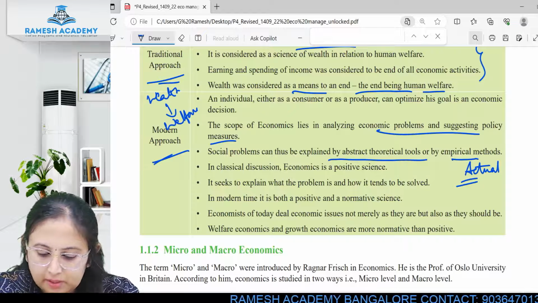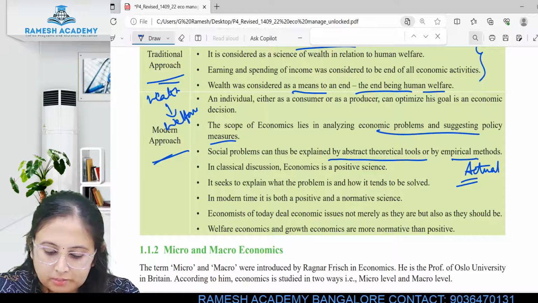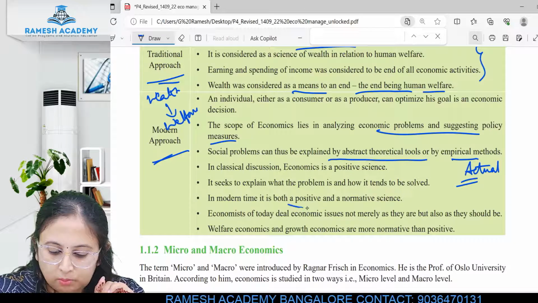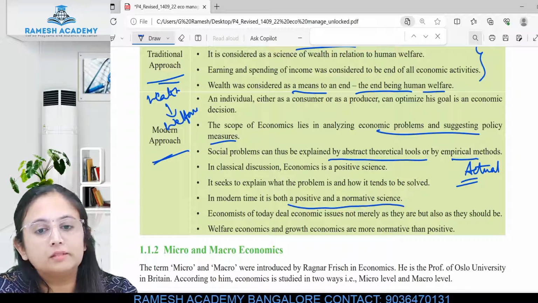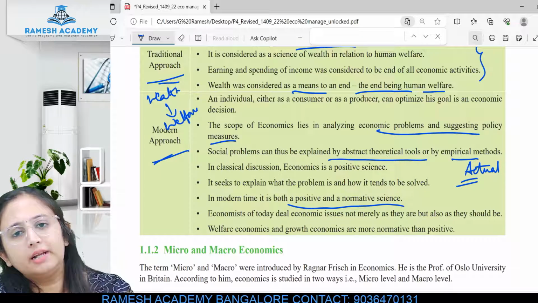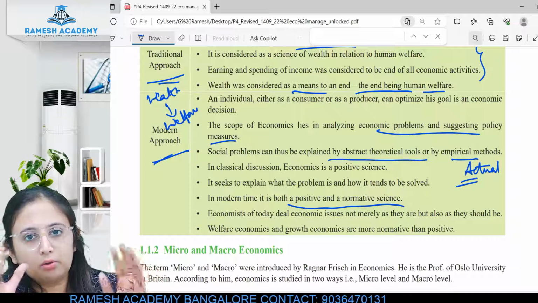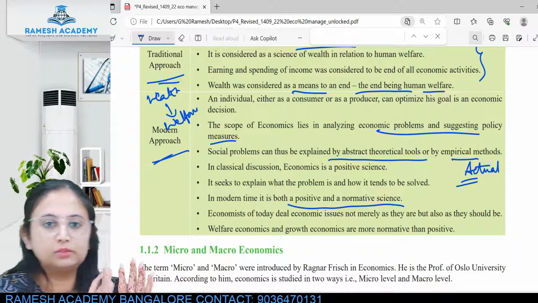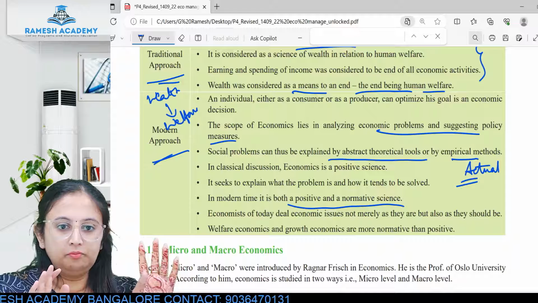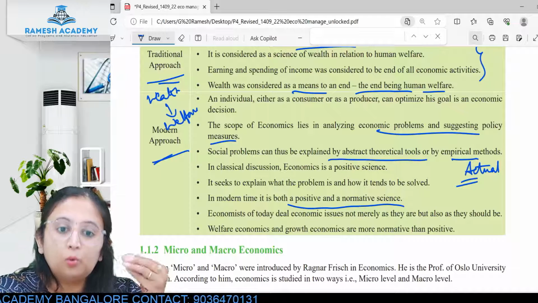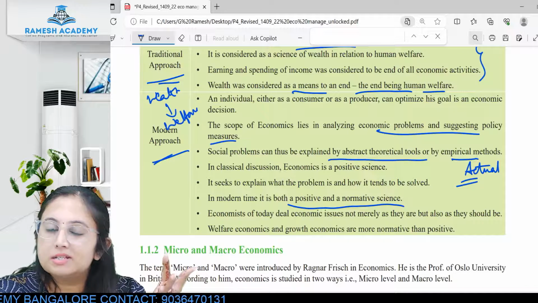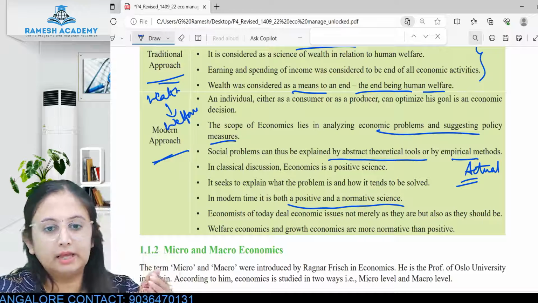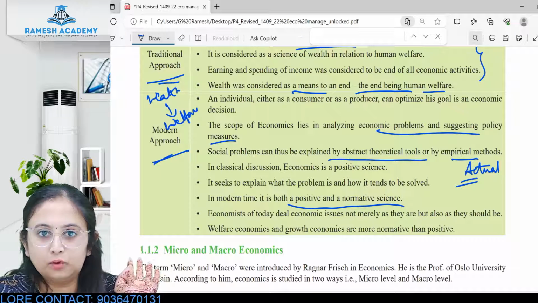It seeks to explain what the problem is and how it tends to be solved. In modern times, it is both a positive and a normative science. If you observe, in olden days, people used to concentrate more on telling economics as a positive science. That means whatever they say as it is, we have to follow. That's all. Economics will not tell how it has to be. Economics will not suggest things. Economics will just explain things, and as it is we have to accept.